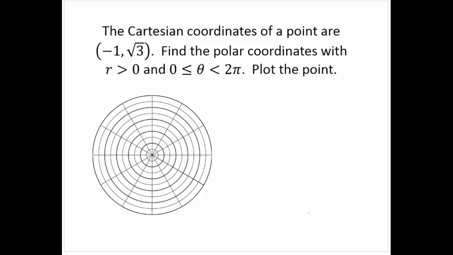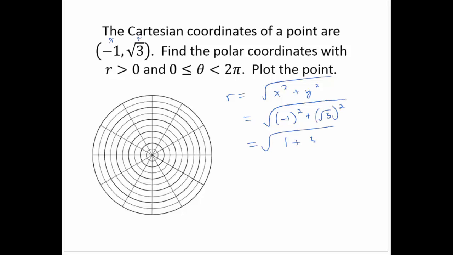All right, let's kind of go in the other direction. Here we're told the Cartesian coordinates of a point are negative 1, comma, square root of 3. Find polar coordinates with r greater than 0 and theta between 0 and 2 pi, and we'll plot the point. Alright, so negative 1, that's my x, and root 3 is my y. Well then r is given by the square root of x squared plus y squared, and so that would be the square root of negative 1 squared plus square root of 3 squared, and so that would be the square root of 1 plus 3, which is 4, square root of 4, so r is 2.